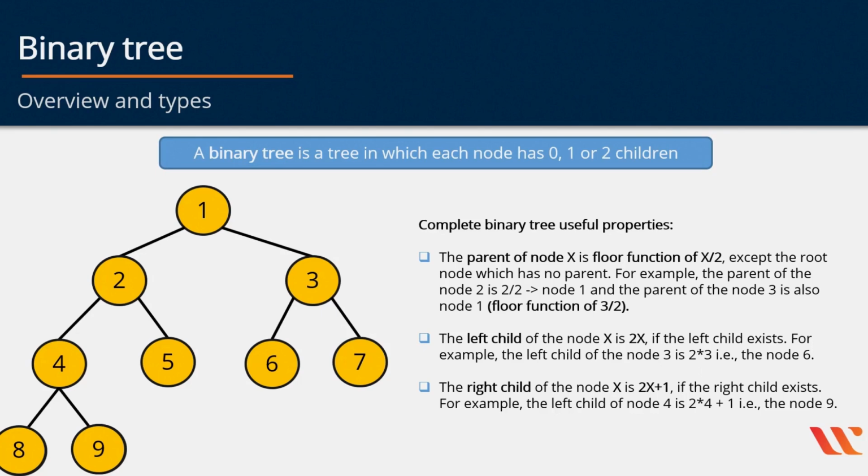Second, the left child of node x is 2x, if the left child exists. For example, the left child of node 3 is 2 multiplied by 3, or node 6. And third and finally, the right child of node x is 2x plus 1, if the right child exists. For example, the right child of node 4 is 2 multiplied by 4 plus 1, so node 9.